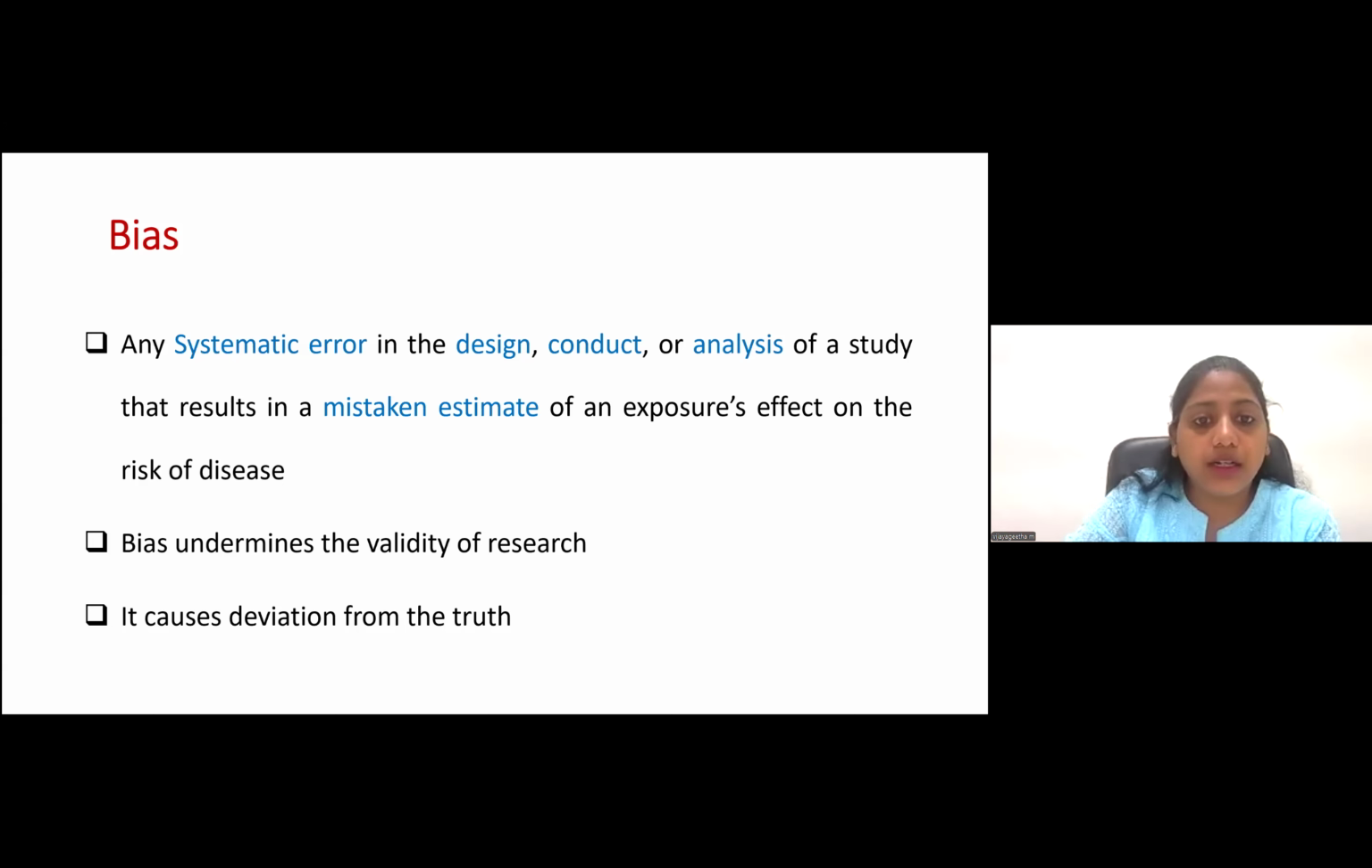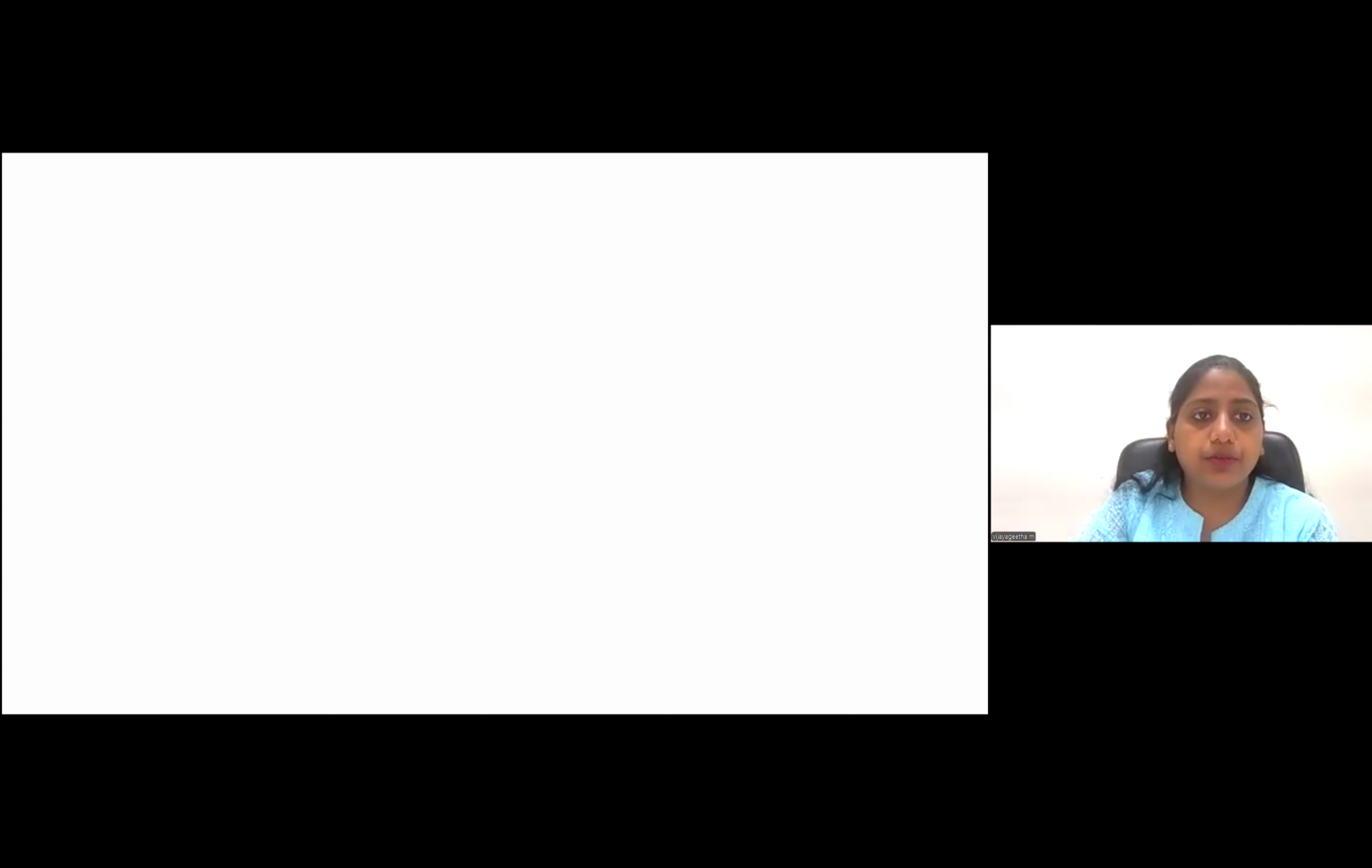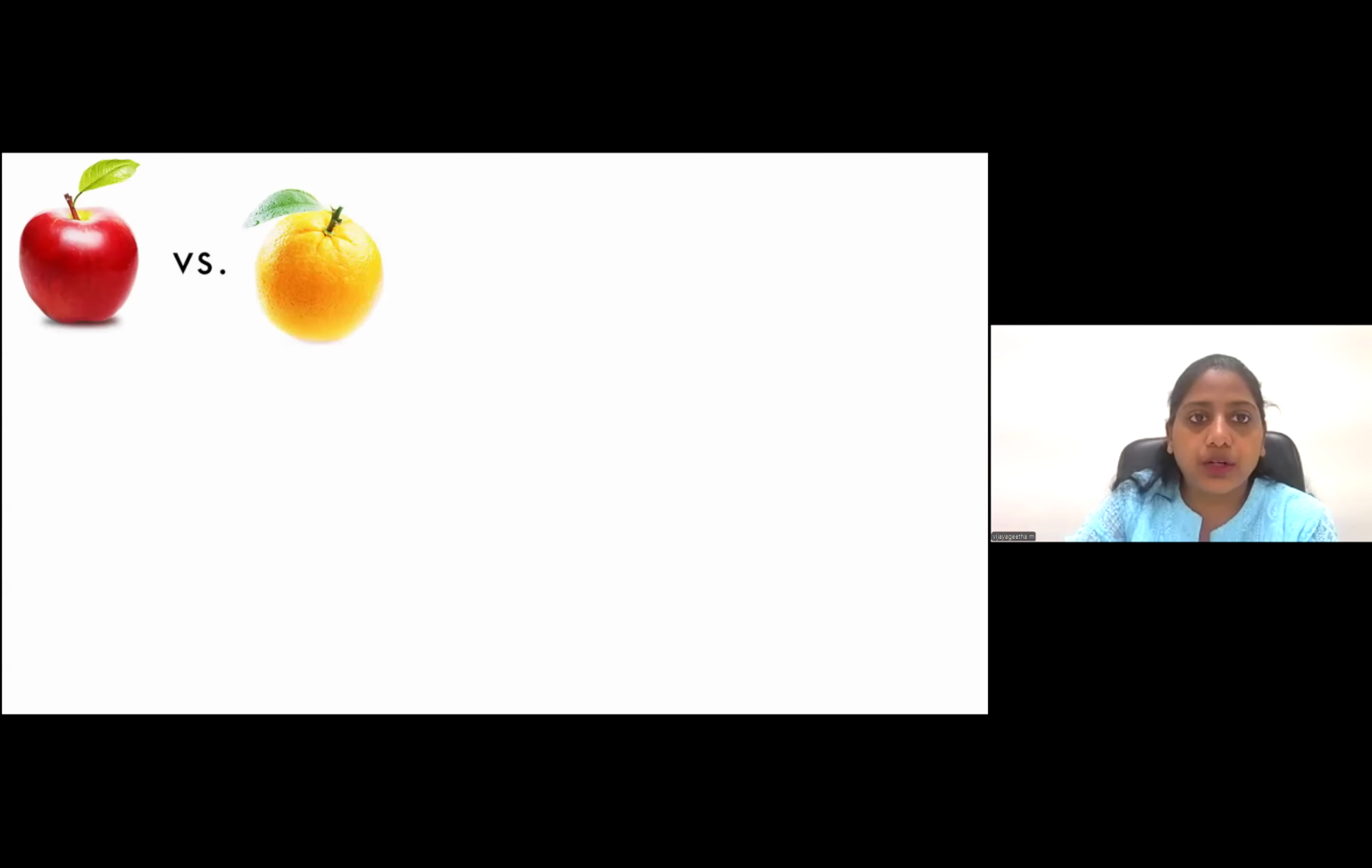And bias definitely undermines the validity of the research because the findings are going to be overestimated or underestimated, or they could change consistently, and it causes deviation from truth. Therefore, it is very important to look for it. There are different ways of classifying bias, but in this context, I would stick to classifying them as selection bias and information bias. Now let's look at what is selection bias. Let's say I were to pick up two fruits and we were comparing apples with oranges.